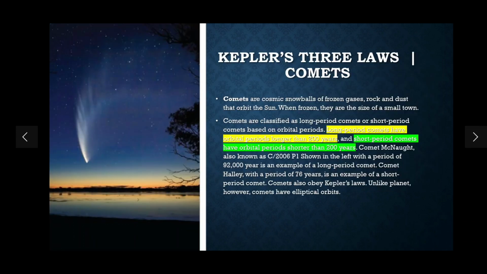Now, let's talk about Kepler's third law as it relates to comets. Kepler's law applies not only to planets, but also to comets. Comets follow long elliptical orbits, and their behavior matches Kepler's observations. For instance, long-period comets have orbital periods longer than 200 years, and short-period comets have orbital periods shorter than 200 years. Comet McNaught, with a period of 92,000 years, is a long-period comet, while Comet Halley, with a period of 76 years, is considered a short-period comet.